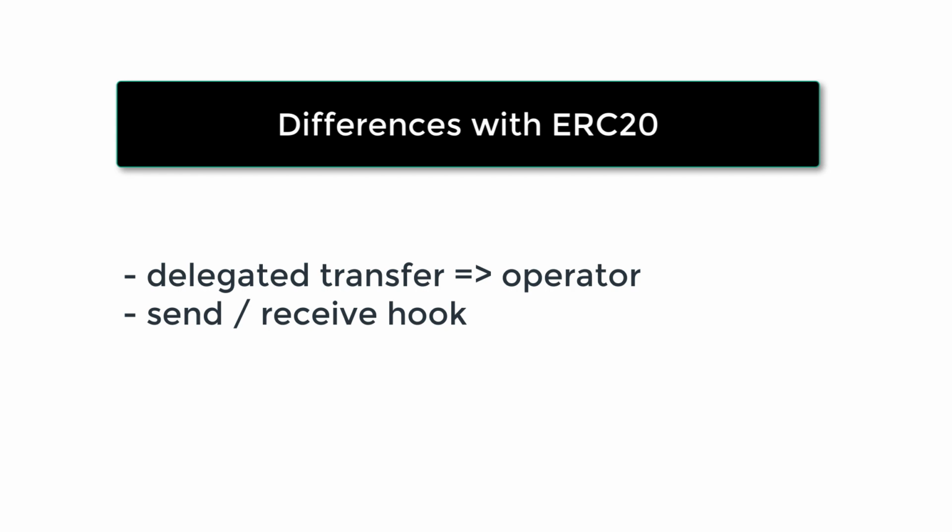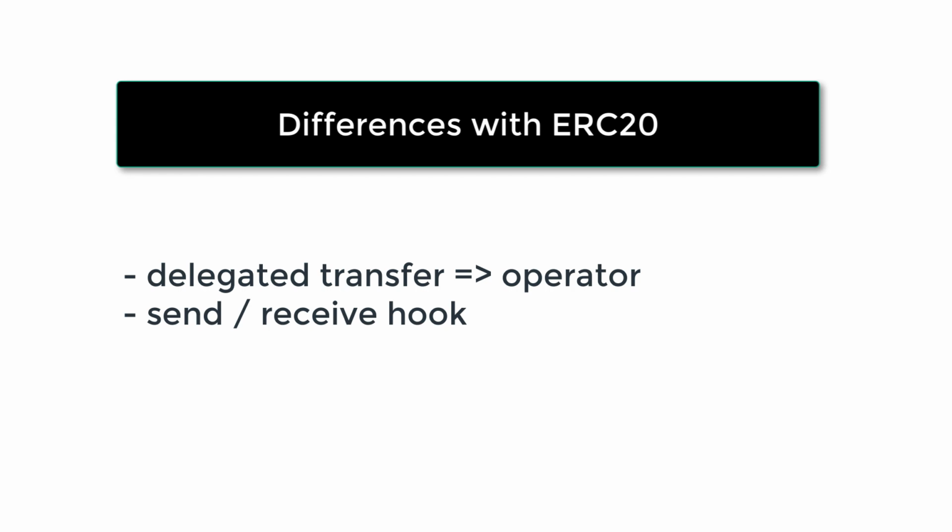The second difference is the two hooks that are called when you transfer tokens. The most important one is the receive hook. It allows calling a function in the recipient smart contract or address. In other words, these addresses can react to an incoming token transfer. This is similar to what we had with ERC223, and it allowed a delegated transfer with just one transaction instead of the two transactions of ERC20, when you first have to approve and then call transferFrom.